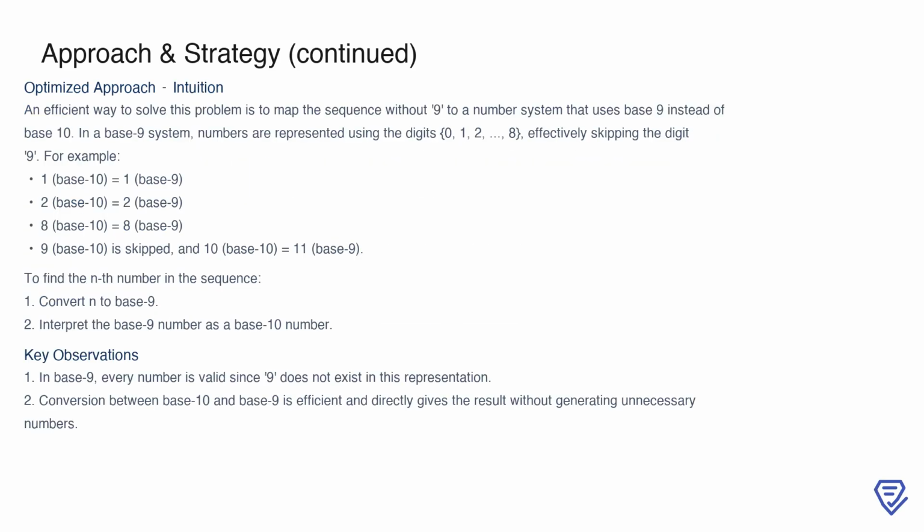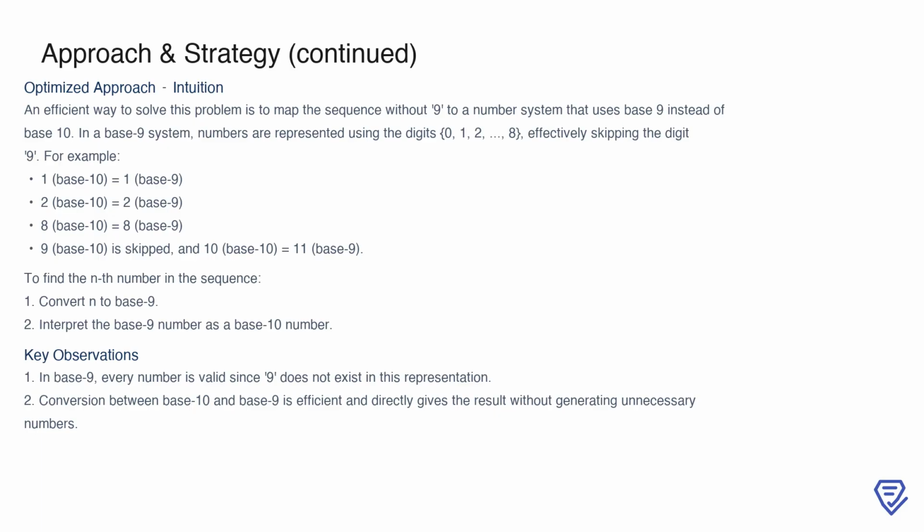To address the inefficiency of the brute force approach, we can turn to an optimized solution that leverages the concept of base 9 number systems. In a base 9 system, numbers are represented using only the digits 0 through 8, which means the digit 9 is naturally excluded. For example, in base 9, the number 1 in base 10 remains 1, 2 in base 10 remains 2, and so on up to 8.